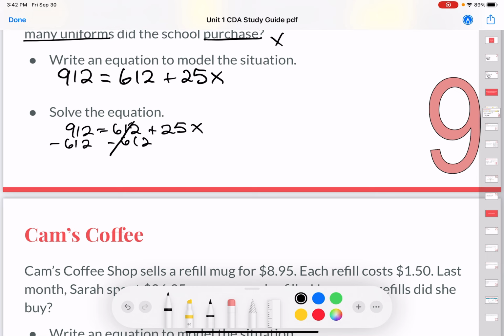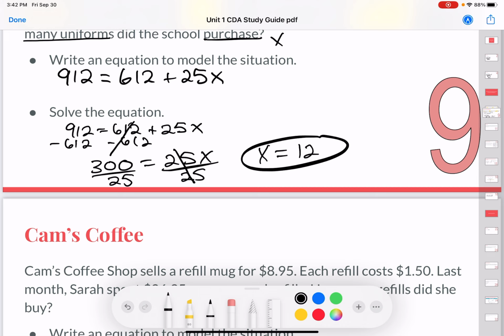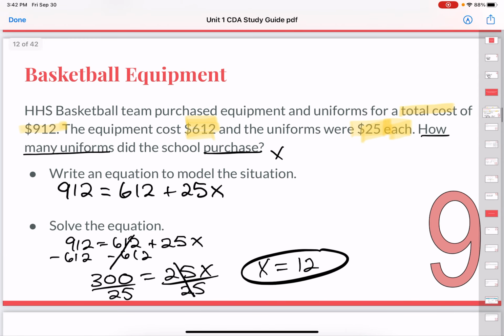So now this is 300 equals 25x, and 25 is being attached by multiplication. I'm going to undo that with division in order to cancel those. X equals 300 divided by 25 is 12, which means that they are purchasing 12 uniforms. So that probably means there's 12 people on the basketball team, and they need 12 uniforms.